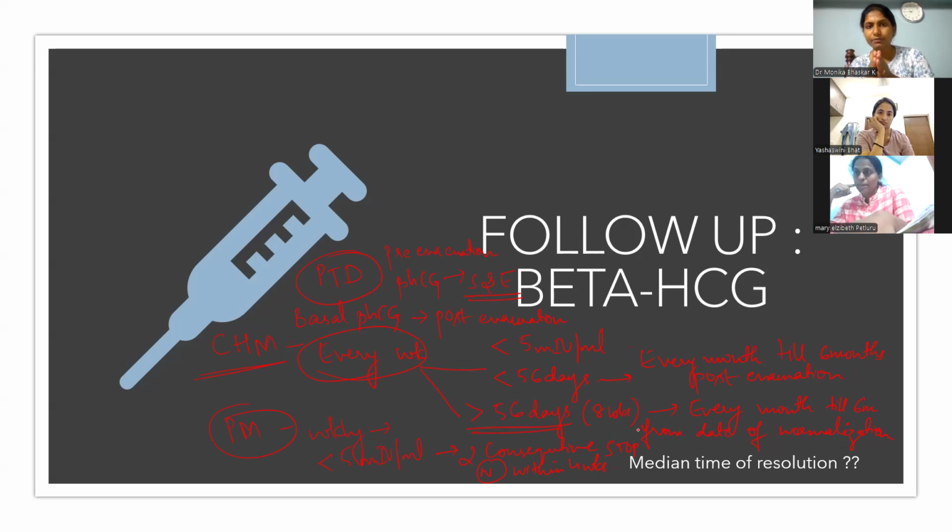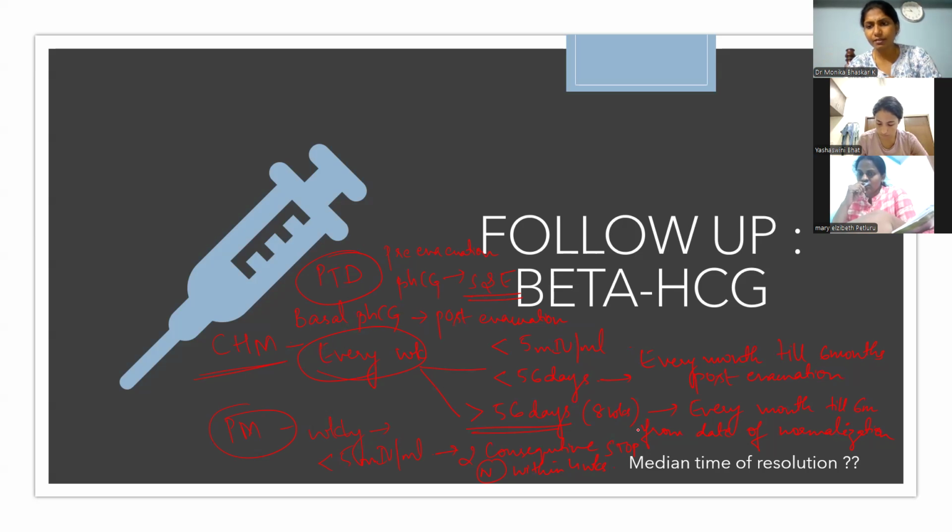So I will repeat once again. This is very important. Complete mole, weekly you have to do the follow-up. If by 8 weeks it has come to normal, then you have to start monthly follow-up for 6 months. If it is less than 8 weeks, 6 months from post-evacuation. If it is more than 8 weeks, 6 months from the date of normalization. In partial mole, weekly follow-up you have to do. Once it is normal, it should be repeated after 1 month, and if that value is also normal, you can stop. So two consecutive values, 1 month apart, you can stop once it is normal.